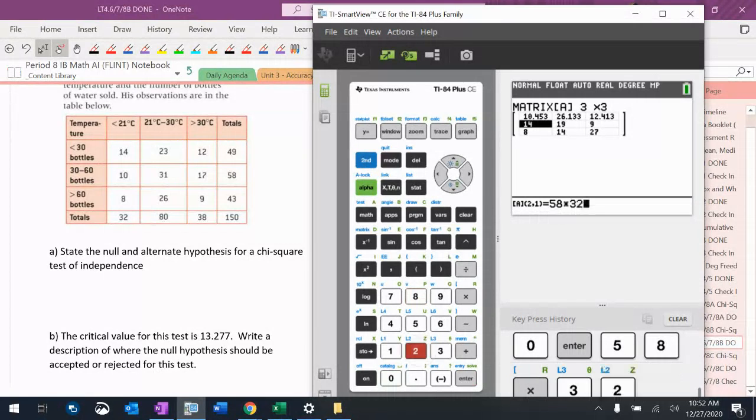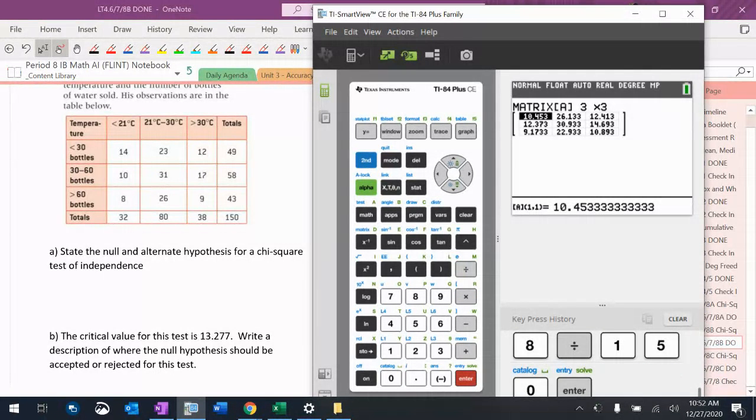58 times 32 divided by 150. 58 times 80 divided by 150. 58 times 38 divided by 150. 43 times 32 divided by 150. 43 times 80 divided by 150. And then 43 times 38 divided by 150. So there's my matrix B.